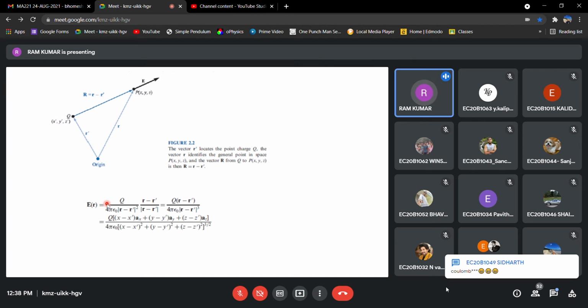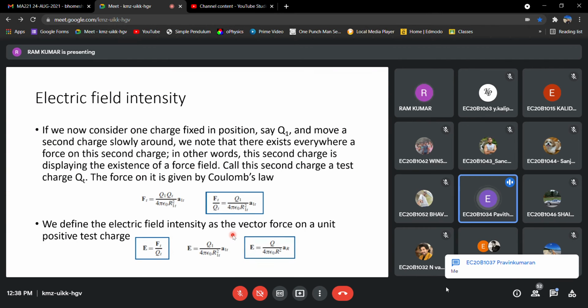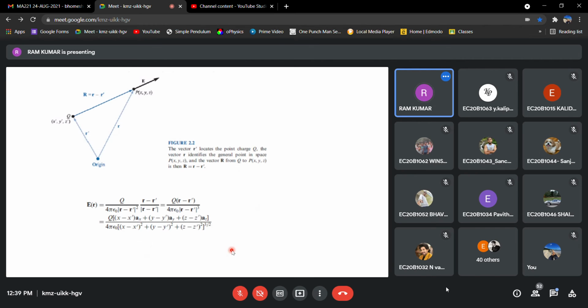Now the electric field intensity is q by 4 pi epsilon naught r square. Okay, you know the unit vector. What is the unit vector? Its magnitude is 1, sir. Its magnitude is 1. Okay, good. How do we express it in mathematical form? If it is a vector A, then the unit vector is simply A vector by its magnitude.